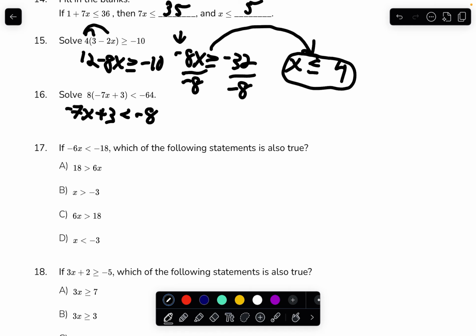Subtract 3. If you subtract 3, you get negative 11. So now we have negative 7x less than negative 11. Divide by negative 7. Remembering that since x is negative, we have to flip the inequality symbol, and x is greater than 11 over 7, which is a fraction, but you might come across that.